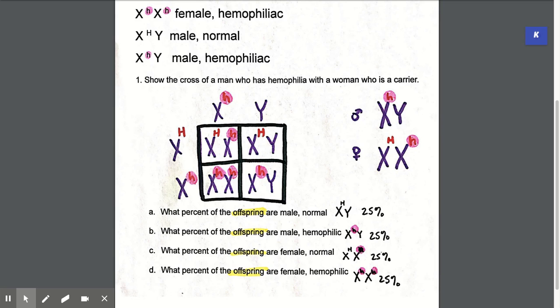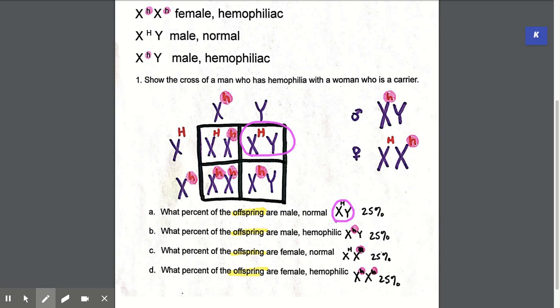So out of all of the offspring, what percent are male and normal? So for males, we're only looking at this side. And the normal X chromosome is going to be a male with a capital H. So only this box, and I'm just going to highlight here. Only this box is going to be a normal male. And that would be 25% of the total offspring.